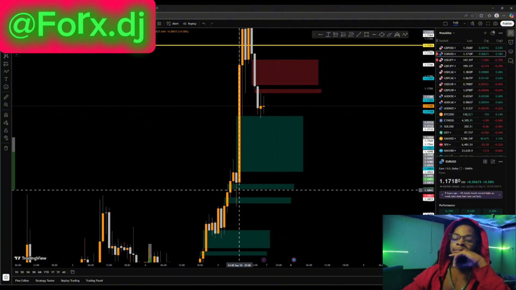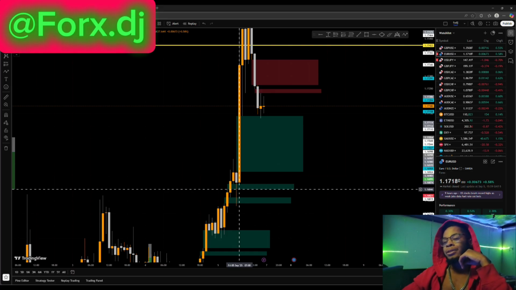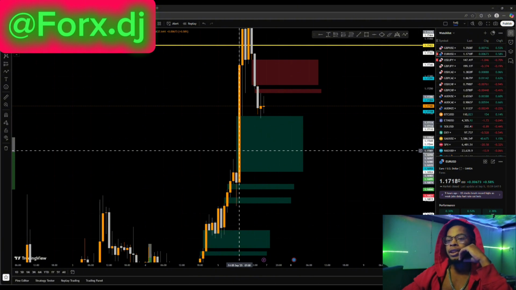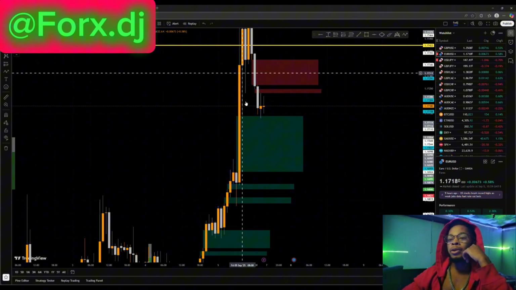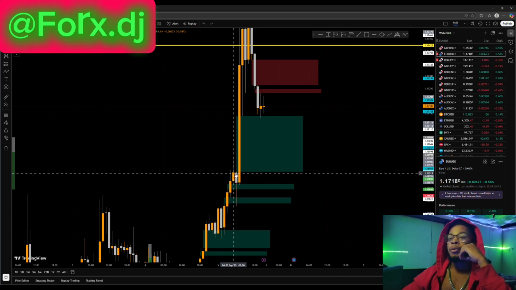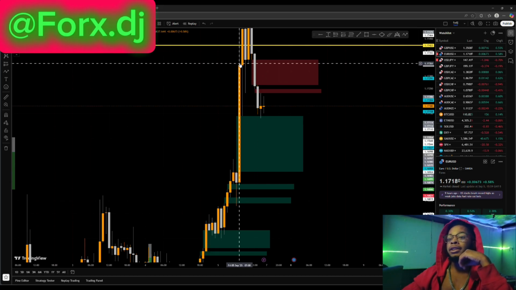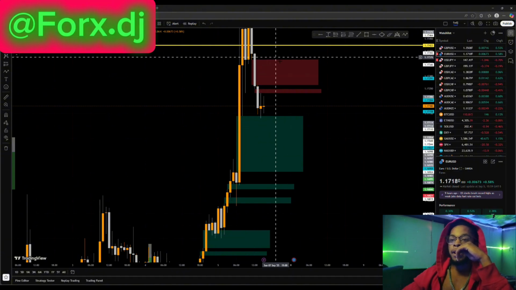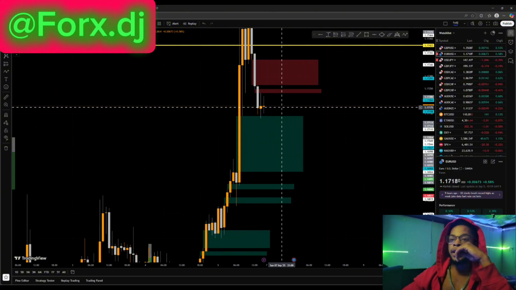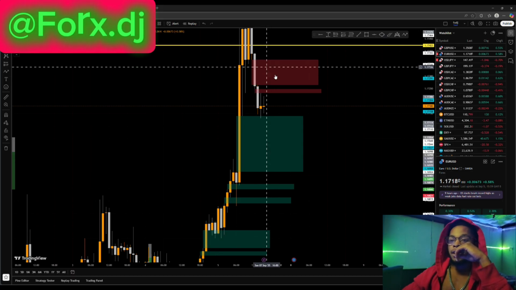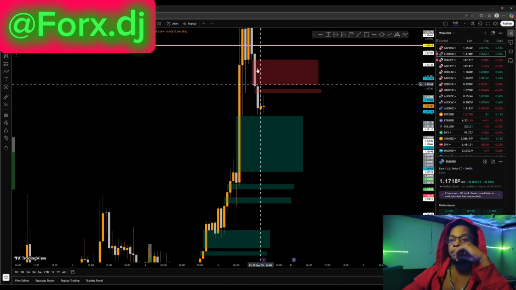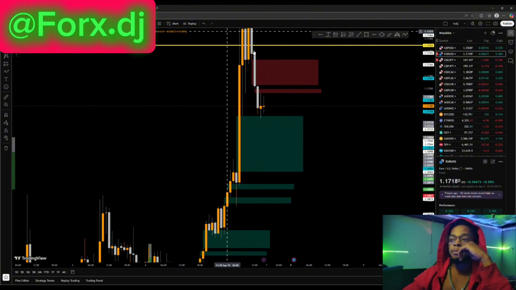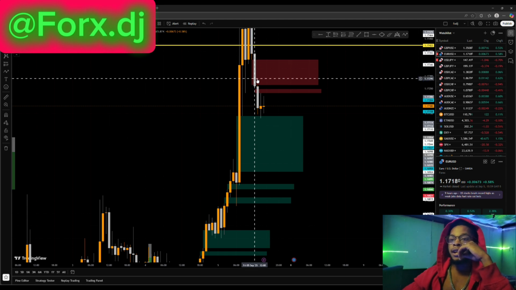Fair value gaps, 3 candlestick confluence, right? 1 candlestick, 2 candlesticks, 3 candlesticks. From the wick of the first candlestick, or the body if there's no wick, to the wick or the body of the third candlestick, just like this green box. The green box is your bullish fair value gap, red box, bearish fair value gap, right? So from this gray candlestick's wick to this gray candlestick's wick, there is a gap. So that is an imbalanced price action. Sellers moved into the market too fast to where buyers couldn't get an entry in.